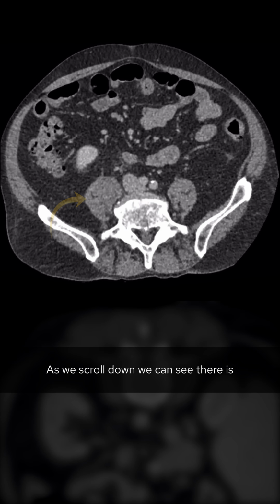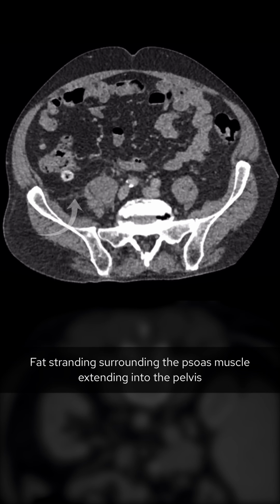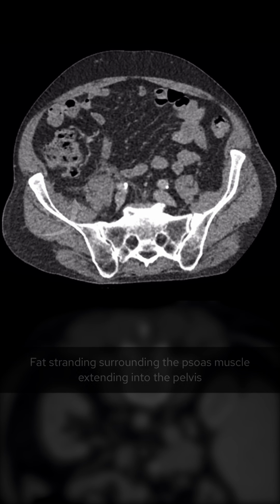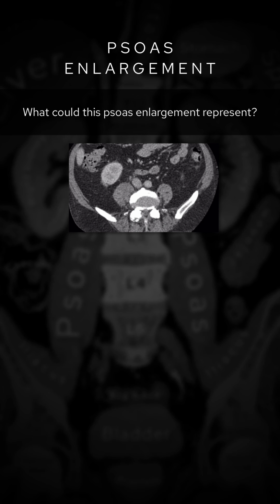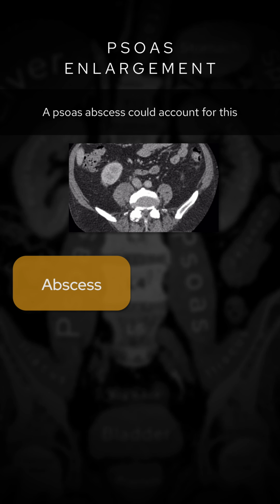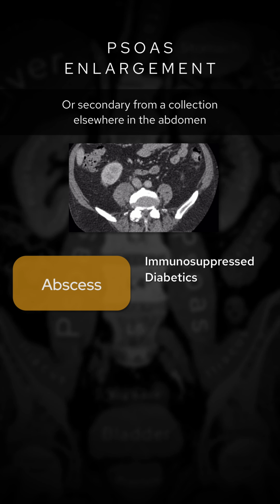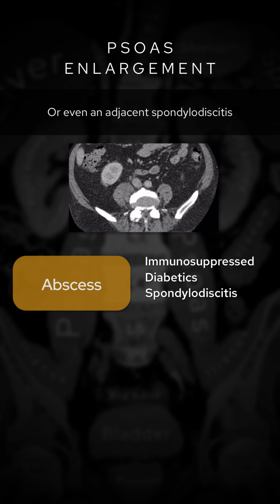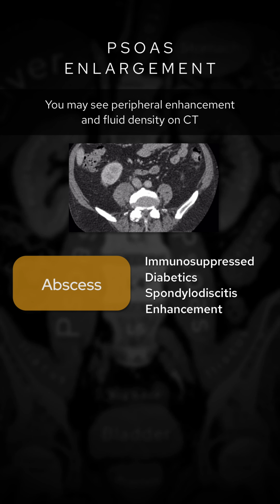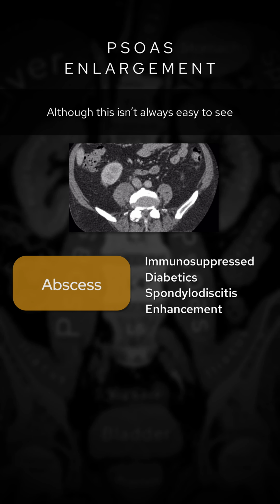As we scroll down, we can see there is fat stranding surrounding the psoas muscle extending into the pelvis. What could this psoas enlargement represent? A psoas abscess could account for this. This can be primary, occurring in immunosuppressed patients and diabetics, or secondary from a collection elsewhere in the abdomen, or even an adjacent spondylodiscitis. You may see peripheral enhancement and fluid density on CT, although this isn't always easy to see.